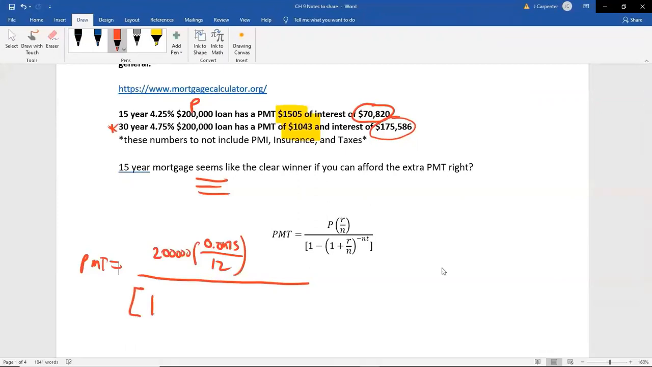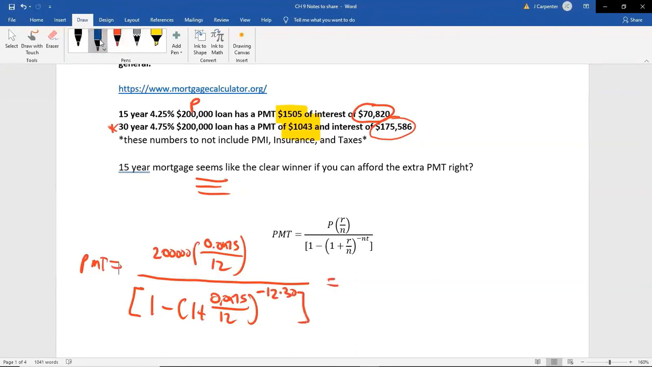All right, so over bracket 1 minus parentheses 1 plus that same 0.0475 over 12 raised to the, and this is the first time you've seen this, it's the only time you'll see this, it's in the payment formula, a negative exponent, which you have to be careful with your calculator. Some of you might have to hit the negative after you type the numbers. Then n times t, the n was 12 because monthly, times we're paying 30 years. Then we close the bracket.